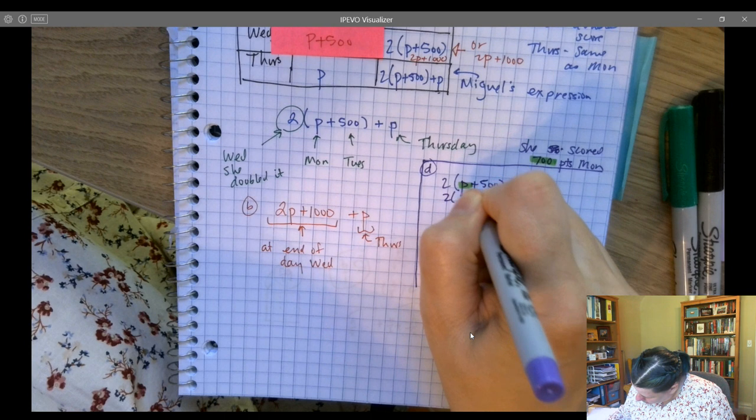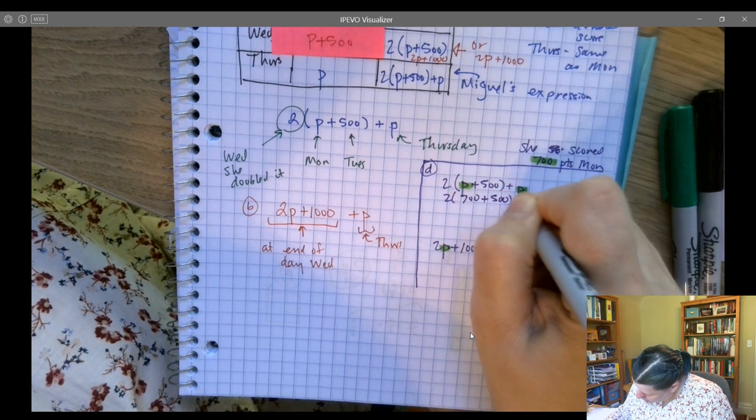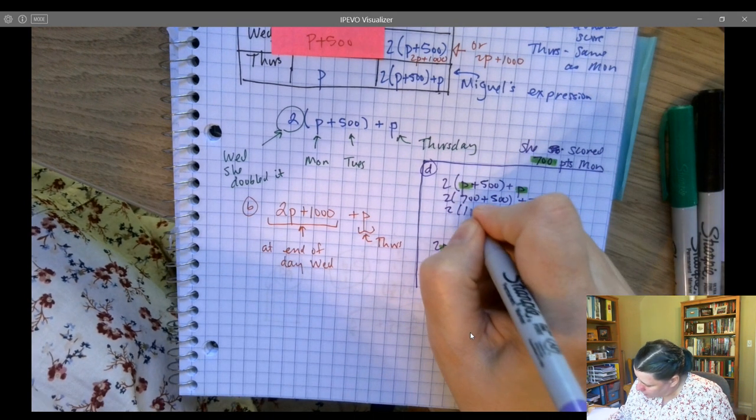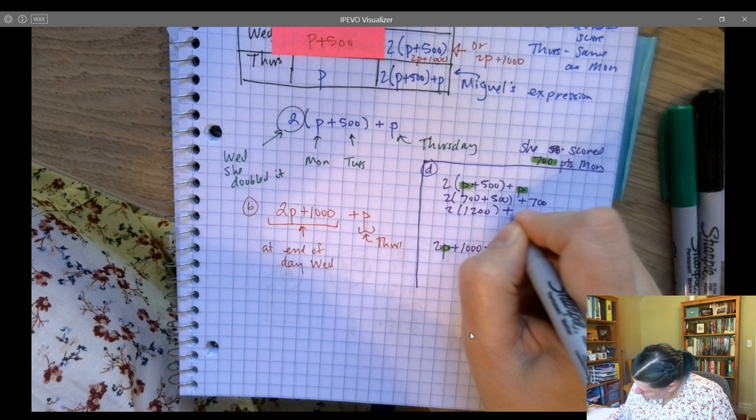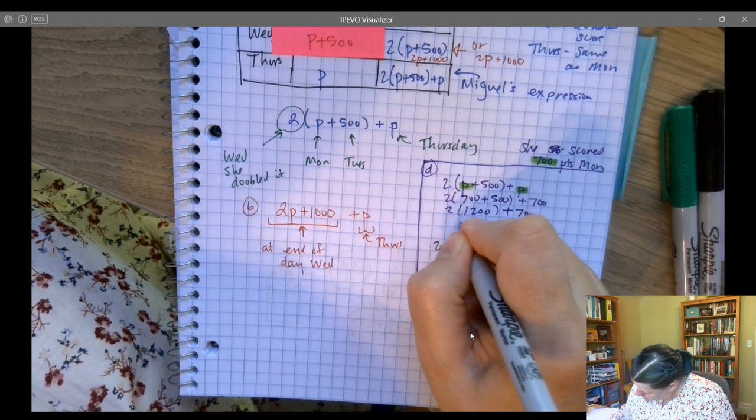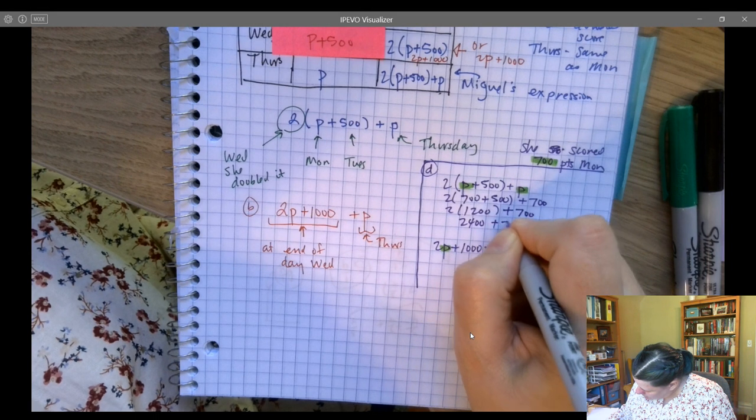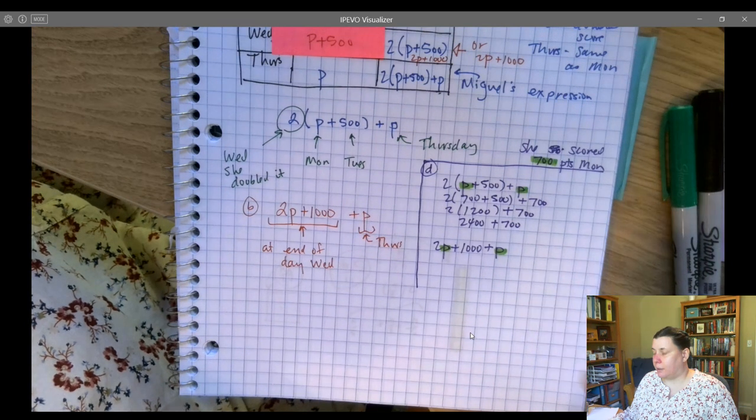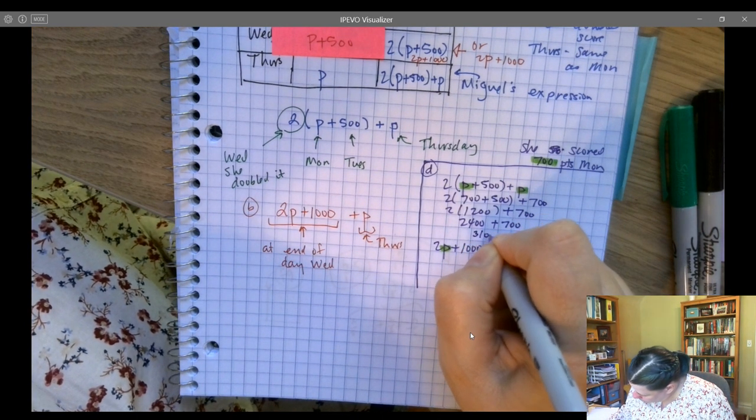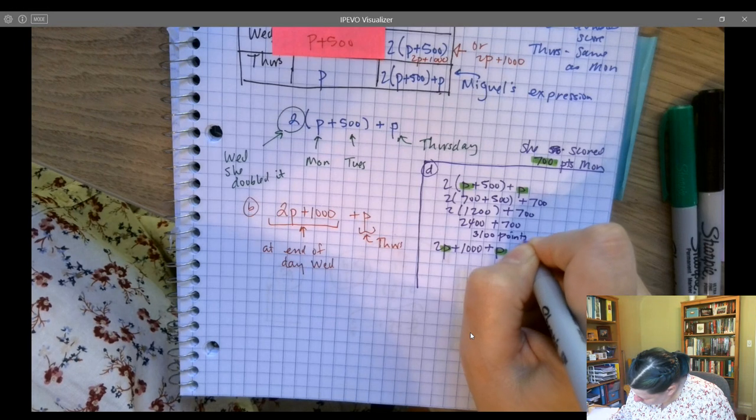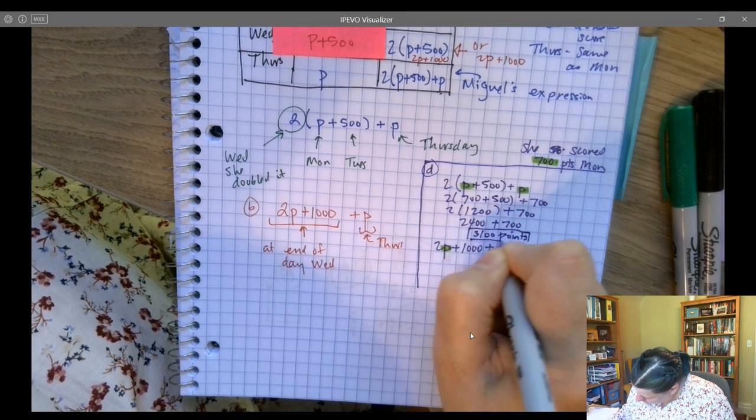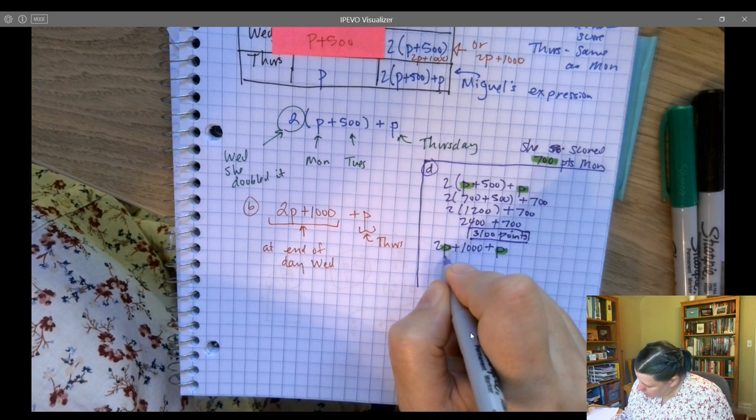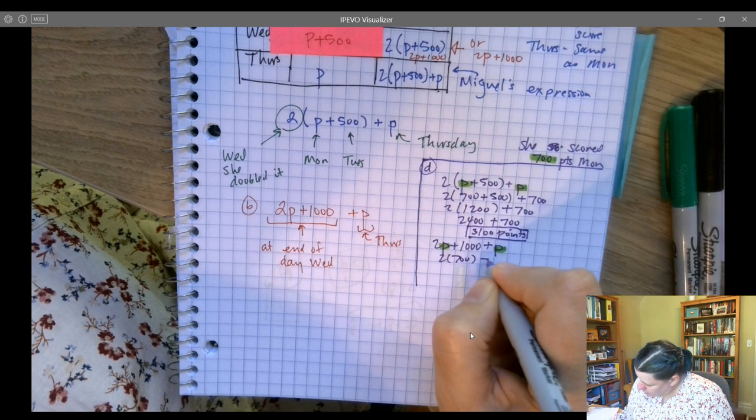2 times 700 plus 500 plus 700, which is 2 times 1,200 plus 700, which is 2,400 plus 700, which is, what's 24 plus 7? 7, 8, 9, 10, 11, 30, 3,100? Okay, 3,100 points.